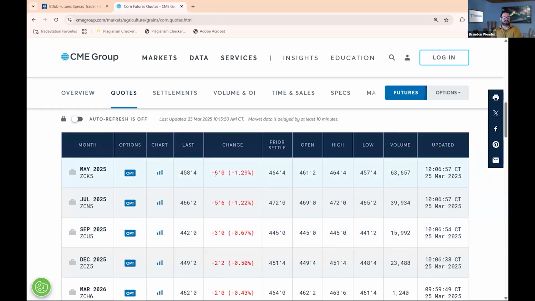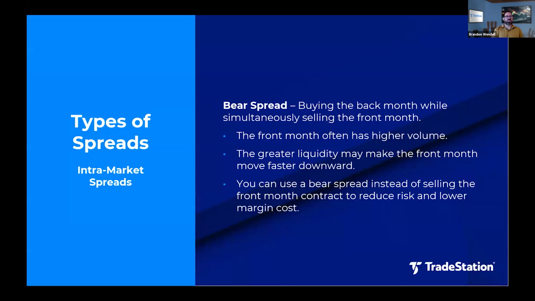But since you made 300 and lost 150, your net position, if you entered the bear spread selling May and buying September, you would have had a net 3-point gain or $150. That's how it works. So bull spread, you buy the front month. Bear spread, you sell the front month against a back month, and you choose which back month you want.